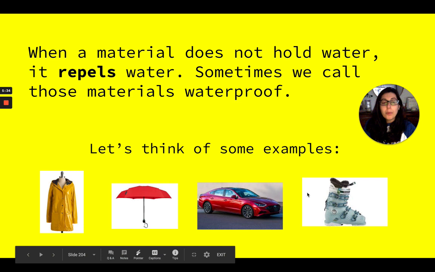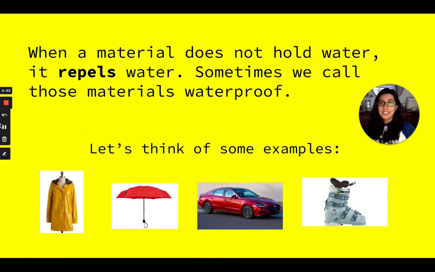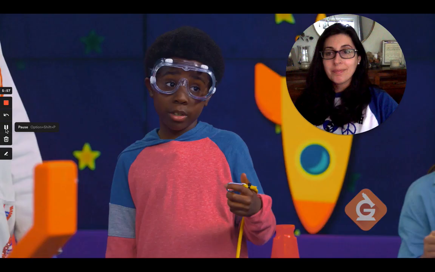Ooh, a ski boot. Very important that a ski boot repels water. If you're skiing and your feet get wet, you will not be a very happy camper. You'll feel pretty miserable to have cold, wet feet while you're skiing. So it's a good thing that ski boots are meant to repel liquid.